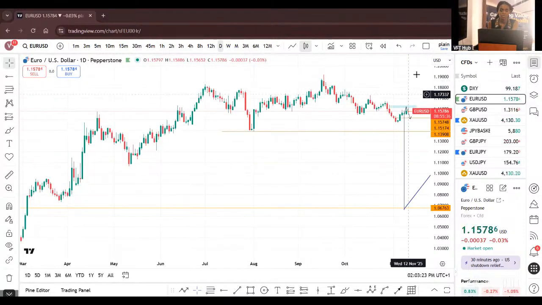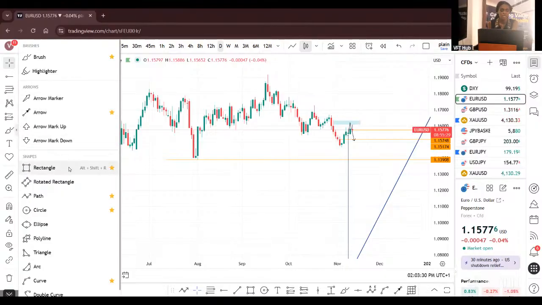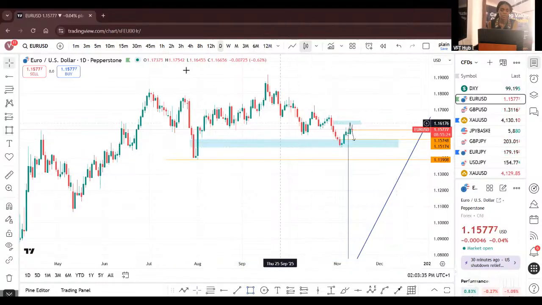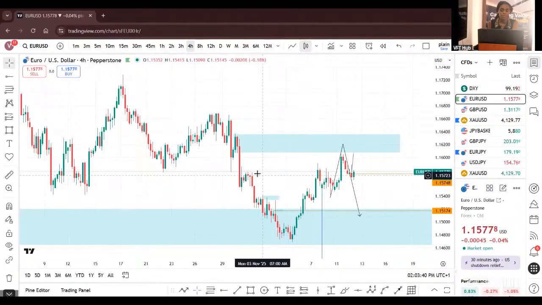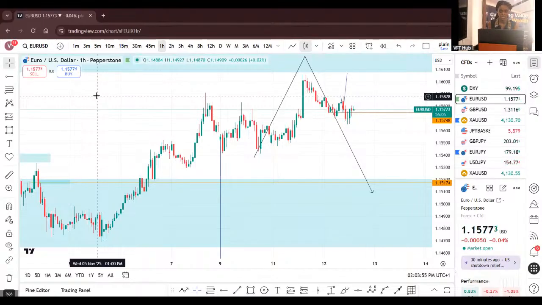On the daily time frame, structure is to the downside, and price has already retraced right back into this IOFED right here, and you're seeing a bit of a reaction at that point. Down to the 4-hour time frame, you've seen a break of the high right here, the high at 1.15756.